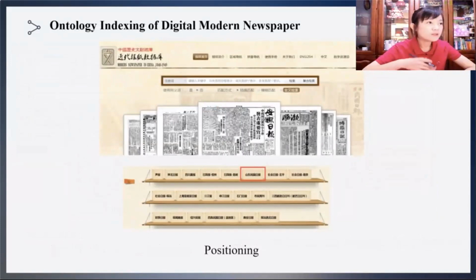And then I want to introduce the ontology indexing of the digital modern newspaper project. The ontology indexing project of digital modern newspaper performs metadata indexing on people, keywords, events, organization names, place names, and other information in digital modern newspapers. We analyze the content information and provide visualization based on newspaper name, date, layout, title, and provide region search services.